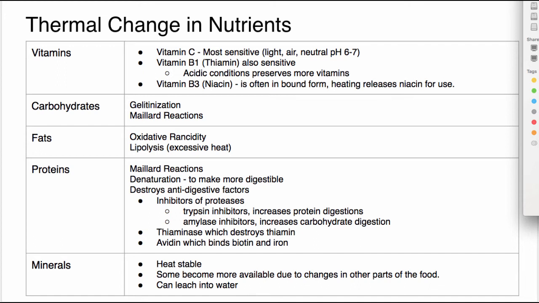Heat also destroys a protein enzyme called thiaminase, which destroys thiamine. It also destroys avidin, which is a protein which binds biotin and iron. So when heat destroys these proteins, that increases the amount of vitamins, carbohydrates, and proteins that are available for your body. Lastly, minerals are heat stable, but you can see changes in their bioavailability because due to heat, they can no longer interact with other components that they were interacting with. They can also leach into water, so depending on your thermal processing, such as blanching, that might be a concern.